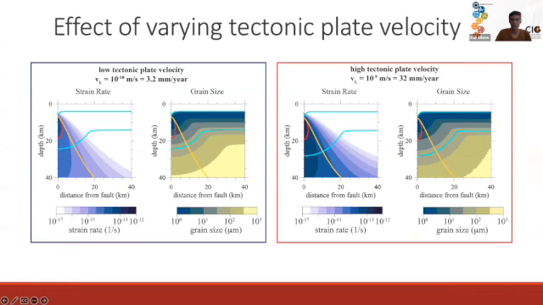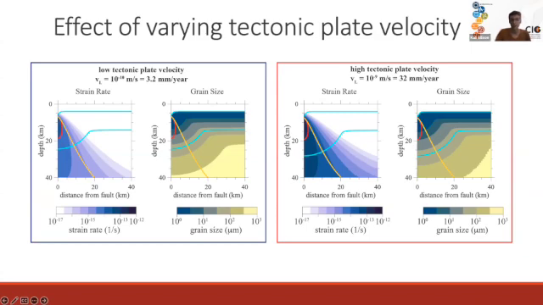I also explored the effect of varying the tectonic plate velocity over an order of magnitude. So the figures on the right are the viscous strain rate and grain size for the high tectonic plate velocity of 10 to the minus 9 meters per second, comparable to the San Andreas Fault in Southern California. The figures on the left are for a lower tectonic plate velocity of 10 to the minus 10 meters per second, comparable to something like the Elsinore Fault. And these encompass the range of plausible strike slip fault velocities.